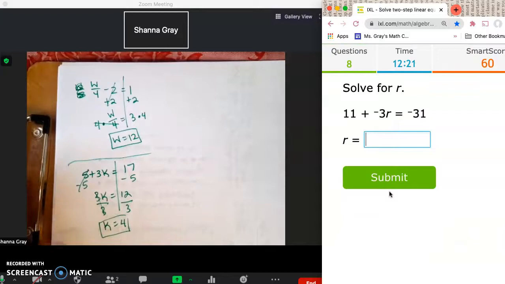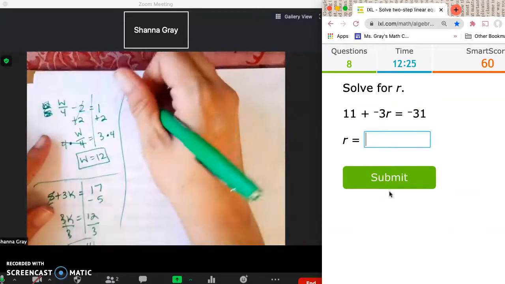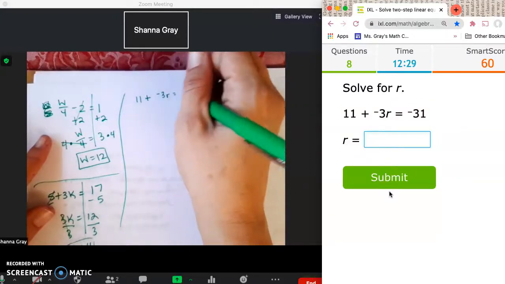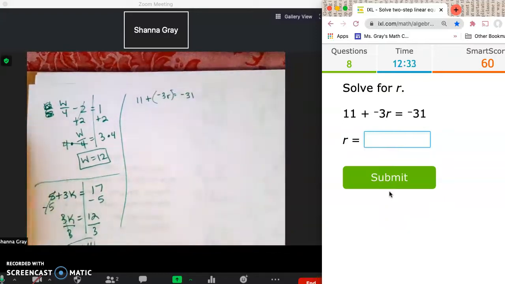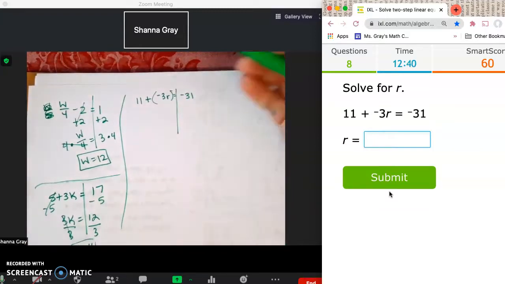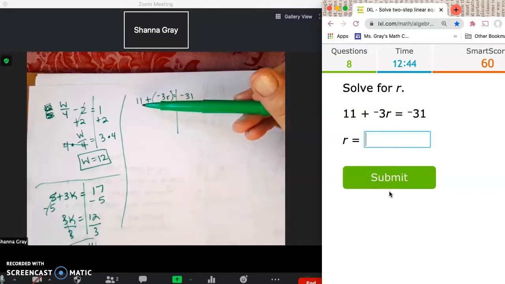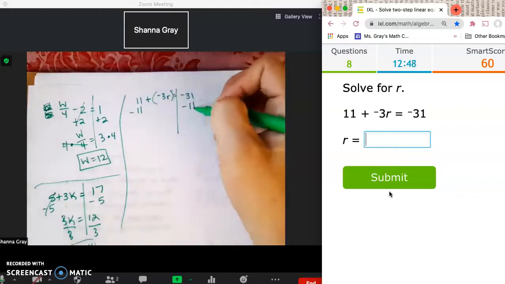All right, here we go with some signs. So if I'm looking at 11 plus negative 3r equals negative 31, and if I like, I can also put that in parentheses if that looks nicer to me that way. But either way, r is here. My two sides are like this, and I'm still getting rid of the number that's farthest away from r on the same side as r. So if this is a positive 11 here, I need to subtract 11 from both sides.